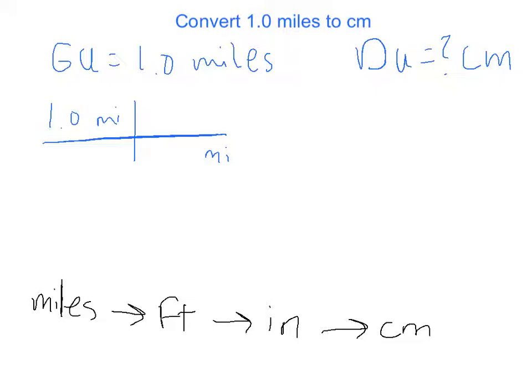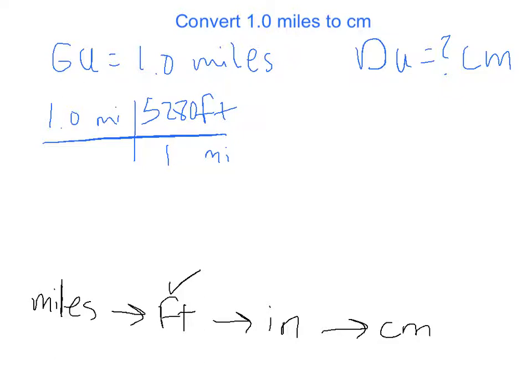First thing, I know I need to go to feet. That's what my schematic tells me to do right here. So I said earlier that there are 5,280 feet in 1 mile. The thing you want to keep in mind here is that you want to give the bigger unit the 1. Right? Miles is much bigger than feet, so you want to give the miles the 1 and then give the feet the bigger number.